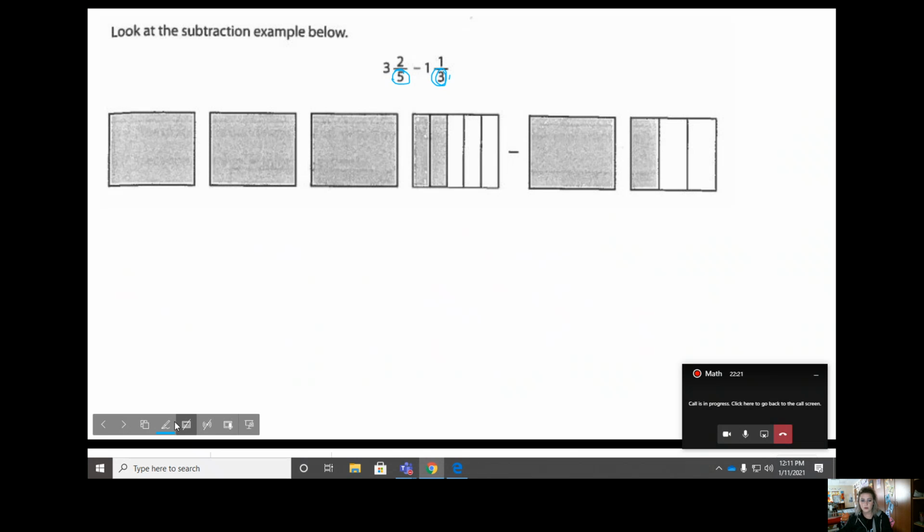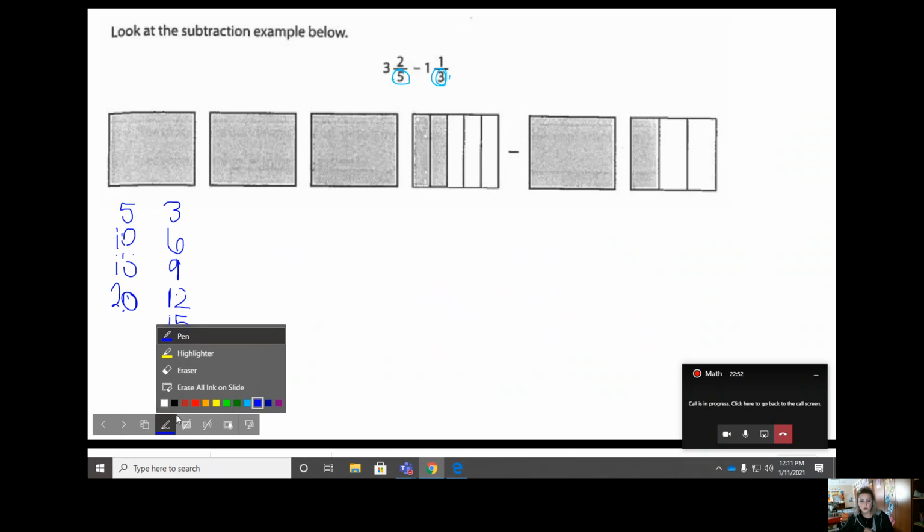I'm going to go ahead and write out my multiples. So we have 5, 10, 15, and 20. And then on our 3s, we have 3, 6, 9, 12, and 15.